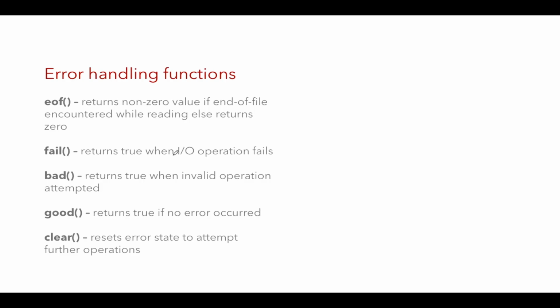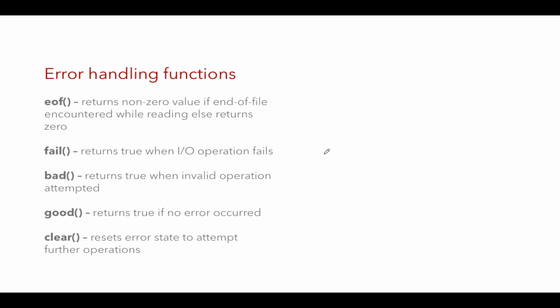You can use fail. It returns true when an input output operation has failed. So this is particularly useful in case you're working on a very large file and you need to ensure that the contents are written properly into the file. So in case your input output operation fails, this function can be really useful.